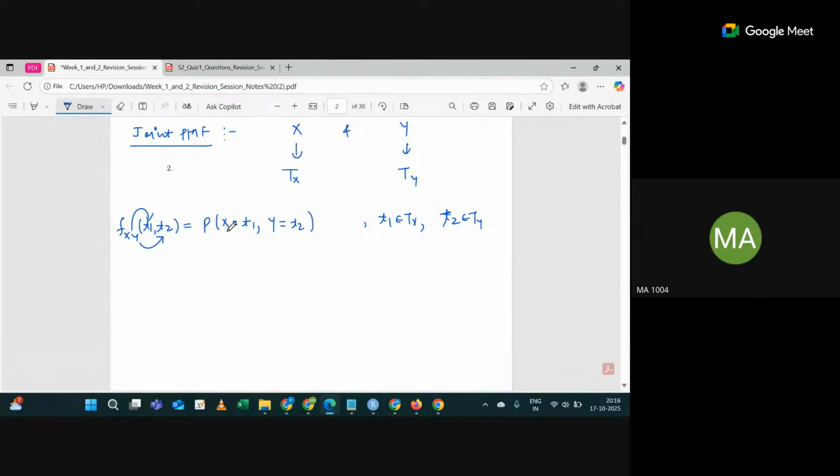Now what are the key properties again? What were the key properties in the case of a single random variable?